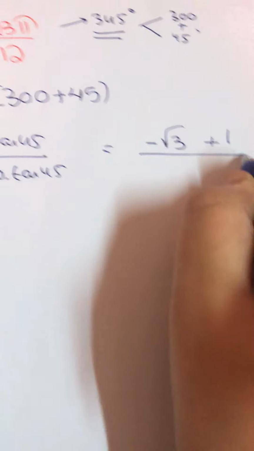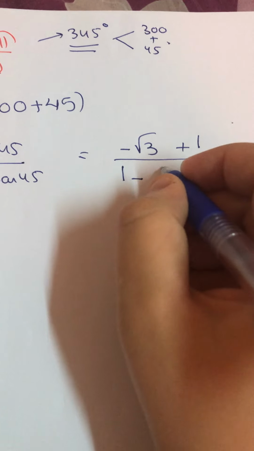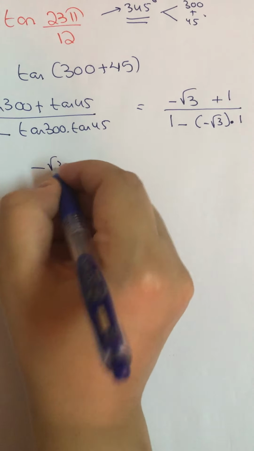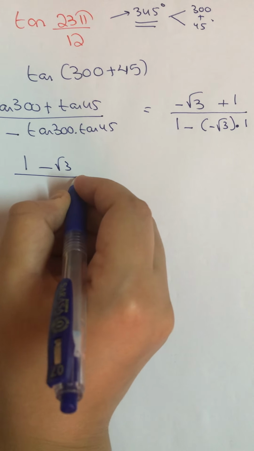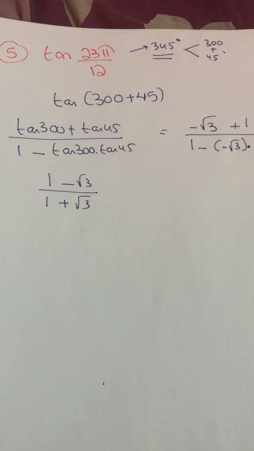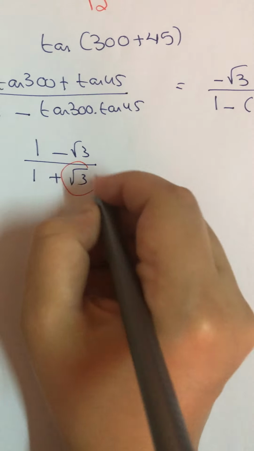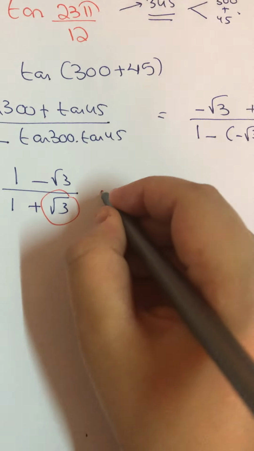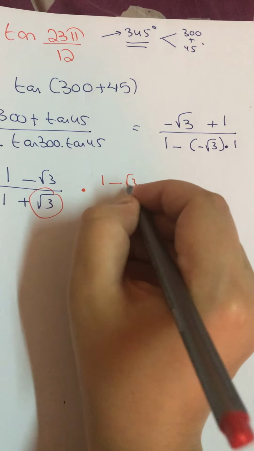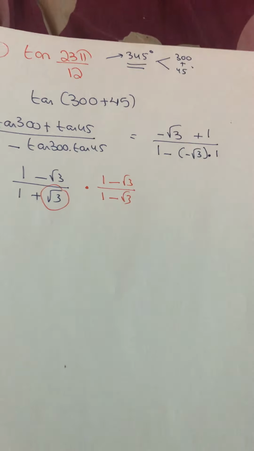1 over 1 minus tan at 300 again is negative root of 3 multiplied by tan 45, which is 1. Right? So now we reached negative root of 3 plus 1 over 1 plus root of 3. Of course the calculator will not give you this answer because the calculator hates a root in the denominator and we hate it too. You'll multiply by its conjugate. Remember conjugates? 1 minus root of 3 over 1 minus root of 3.